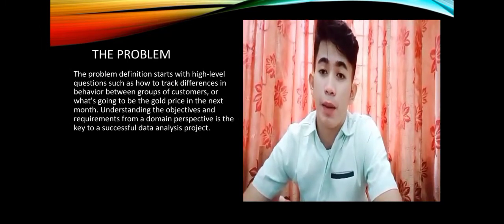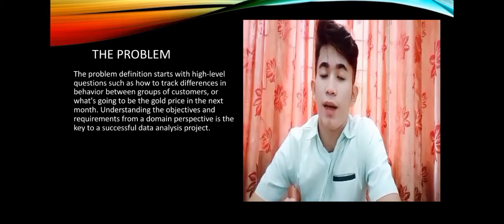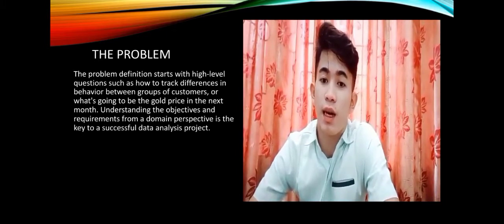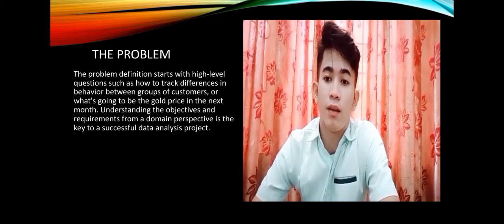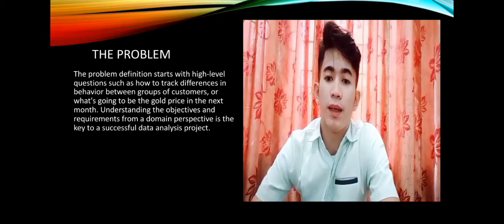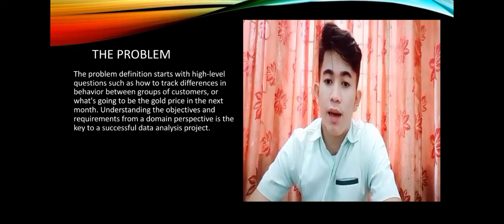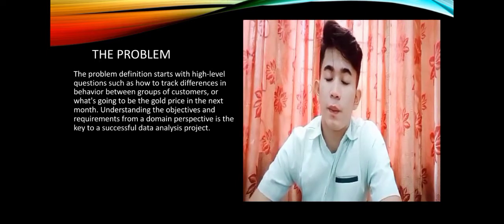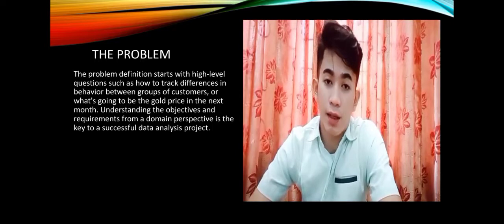So next is the problem. The problem definition starts with a high-level question such as how to track differences in behavior between groups of customers, or what's going to be the gold price in the next month. Understanding the objectives and requirements from a domain perspective is the key to a successful data analysis project.